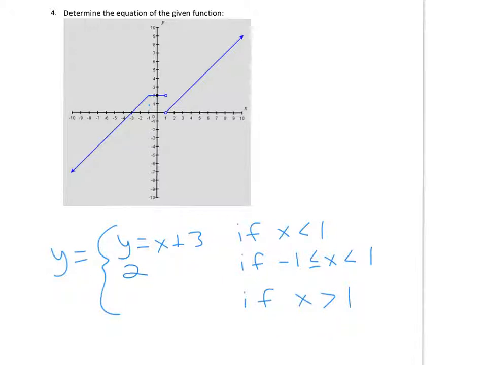And then for the one on the right, the slope of this is 1. And if you extend this down, you would see that it would cross the y-axis at -1. So the y-intercept would be -1. So the equation would be y equals x plus -1, or x minus 1.